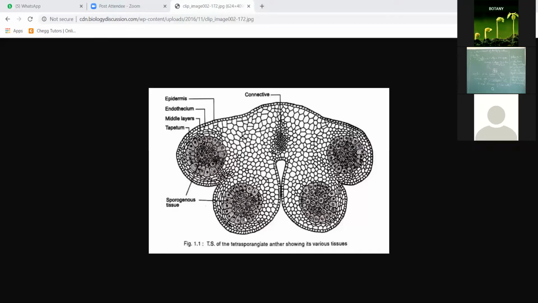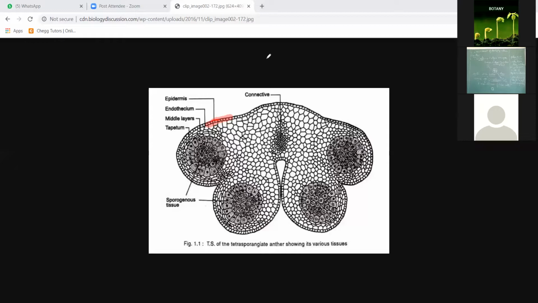See now, this is a matured sporangium, microsporangium with pollen formation. See here, I told you there are 4 wall layers. What are those 4 wall layers? Epidermis, endothecium. See where epidermis is mentioned. This is the epidermis. Epidermis is the outermost layer.